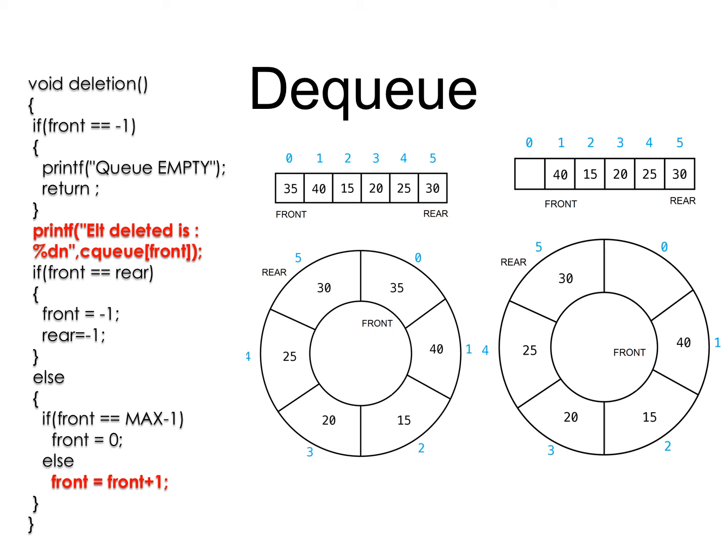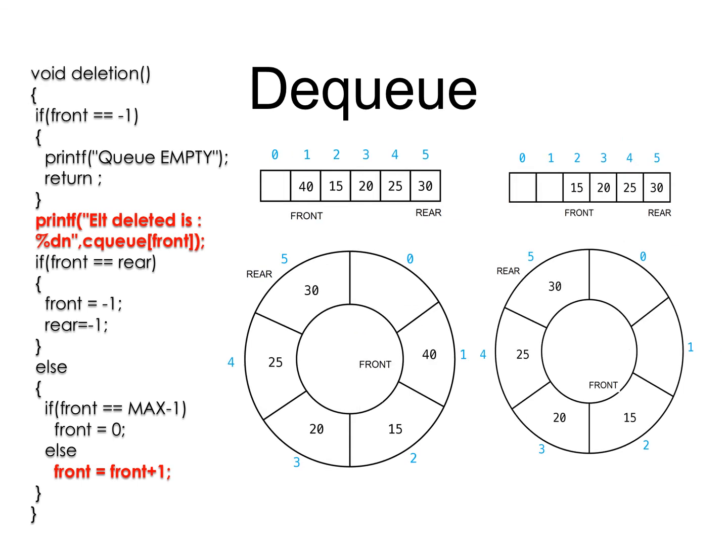So you'll simply print the CQ of front. That means that is the element that is going to be deleted, and front will be equal to front plus 1. So all other conditions will not be checked because front is in the 0th position and rear is in the 5th position. So if you delete 40, 15, 20, 25, 30, front will be moving from the 0th position to the 5th position. It moves in the forward direction.